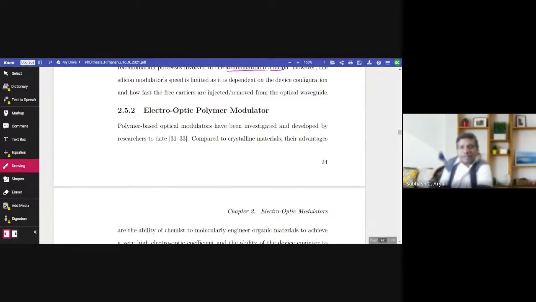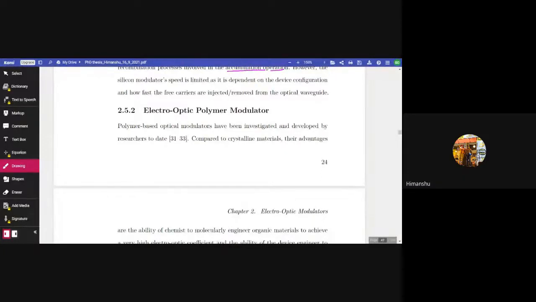If not, then we can move to the next section, that is 2.5.2. Over to you. Okay, coming to 2.5.2, it is the electro-optic polymer modulator.